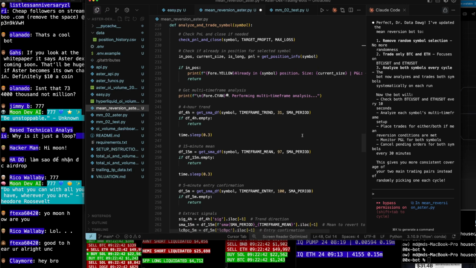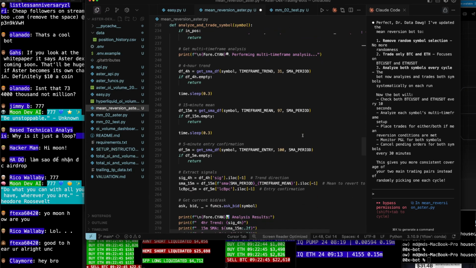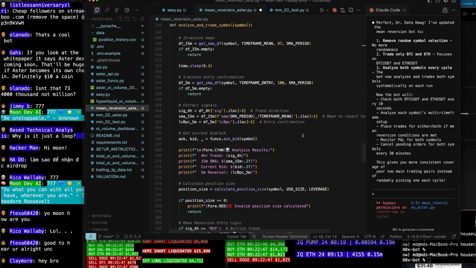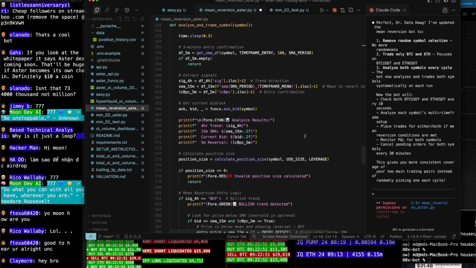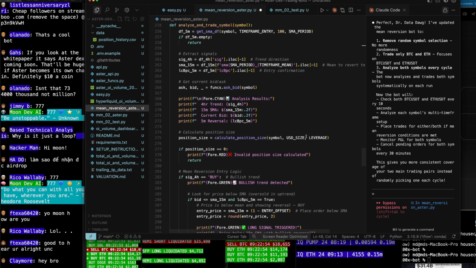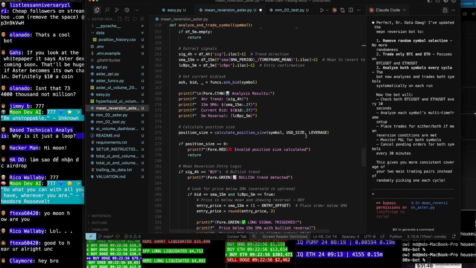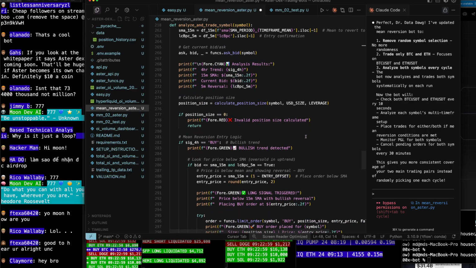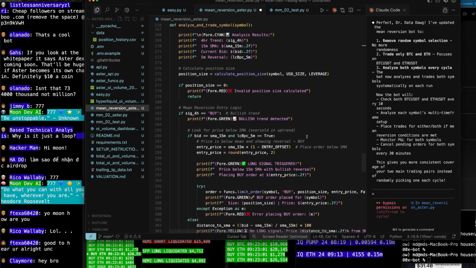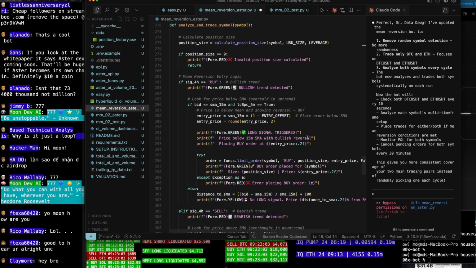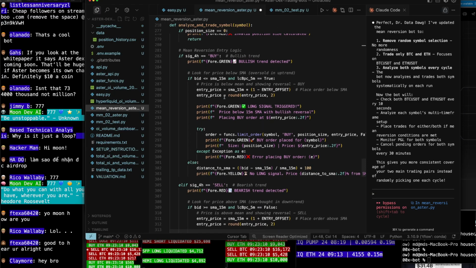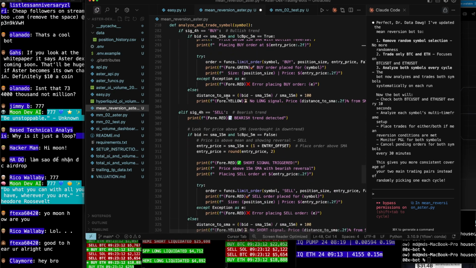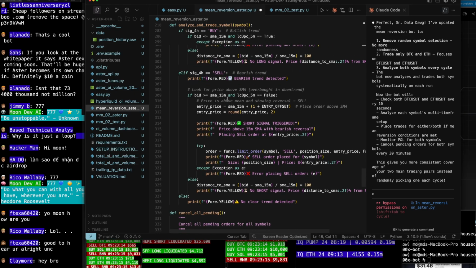Get multi-time frame analysis: 4-hour trend, 15-minute mean, 5-minute entry confirmation, extract signals. Calculate position size, okay. Mean reversion entry logic. Bullish, if signal is buy, 4-hour bullish trend, look for a price below the SMA. If signal equals 4-hour sell.